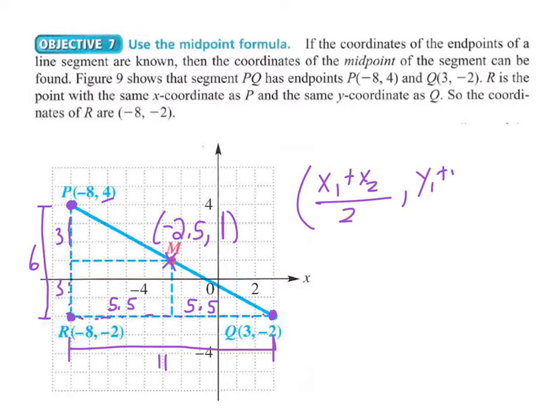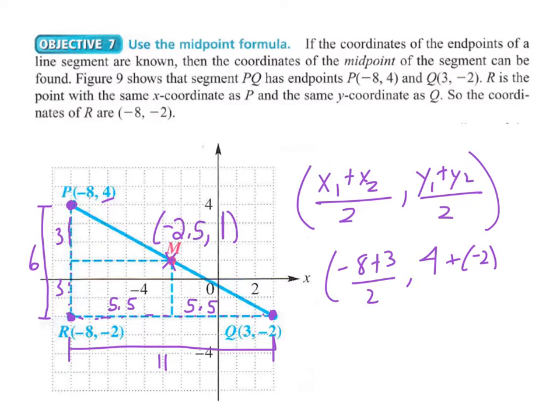And then we do the same thing with the y-coordinates. Just average those y-coordinates, and that gives us the y-coordinate of the midpoint. In this case, our x-coordinates are negative 8 and 3, and our y-coordinates are 4 and negative 2. So 4 plus a negative 2. And again, it's always divided by 2 because we're averaging 2 things. So we get negative 5 over 2 and 2 over 2.